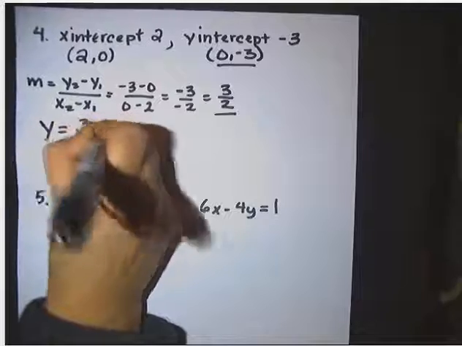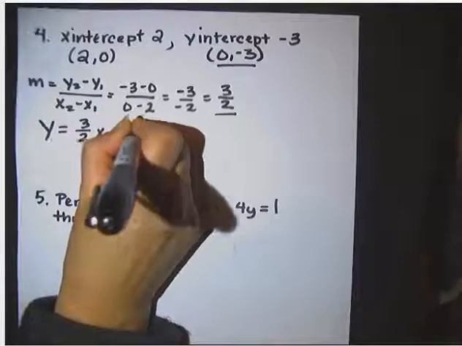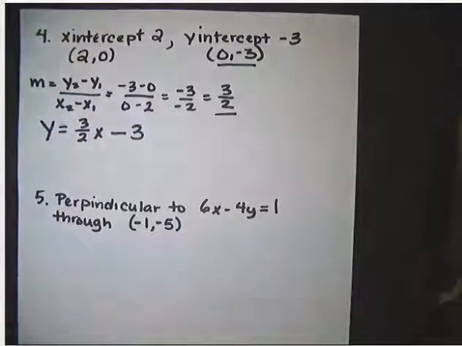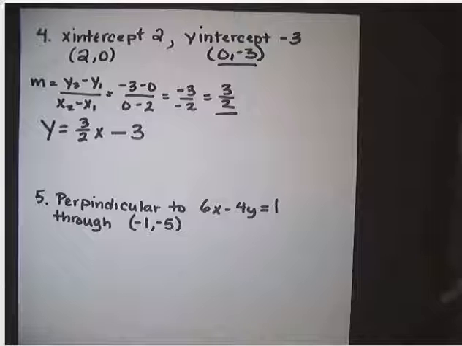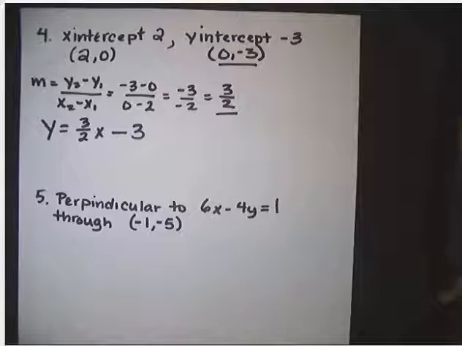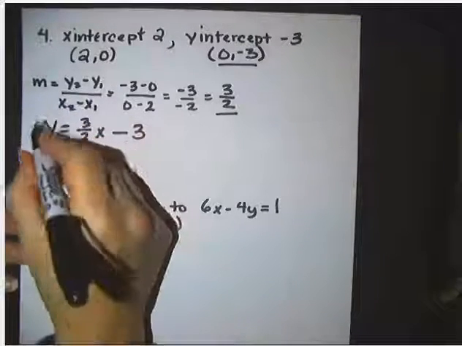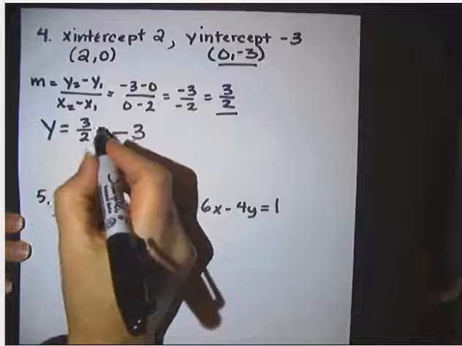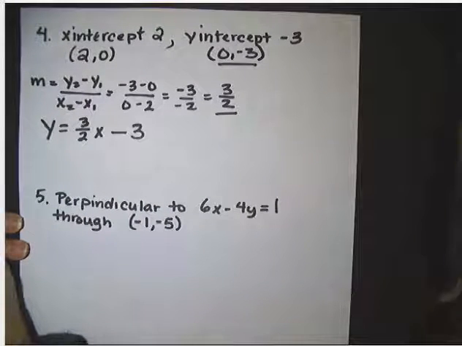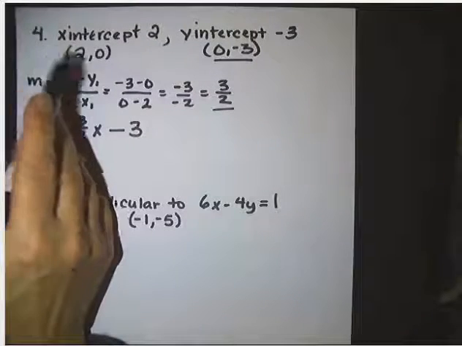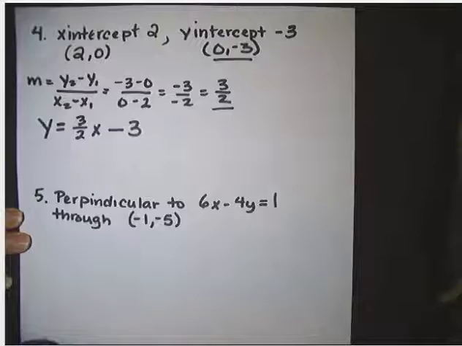The y-intercept is -3, so that's pretty easy. So we have it in y equals mx plus b form if you're asked to leave it that way. If you're asked to move it into standard form, you can multiply by 2 to get rid of the fraction and bring the x over so that you have it on the same side. Check it at the end. Make sure your slope is right. Plug in both points if you want to. That's another check. Okay, the next one, perpendicular to this line through this point.